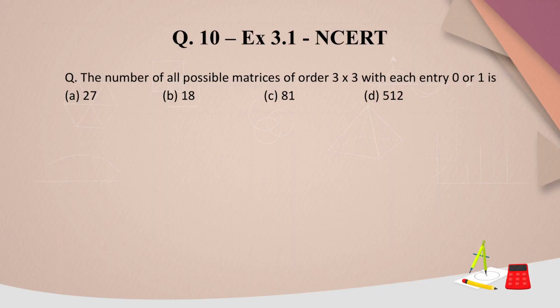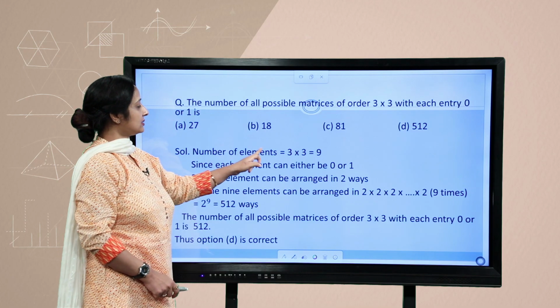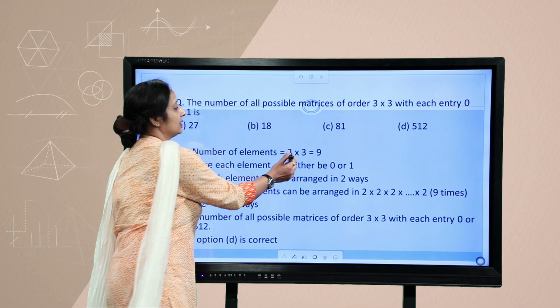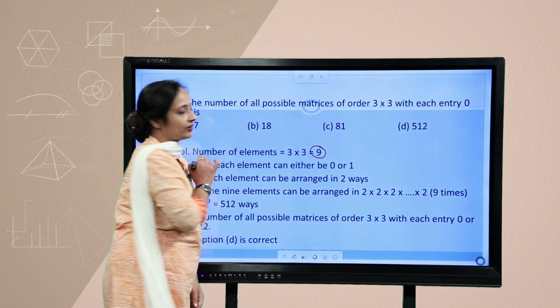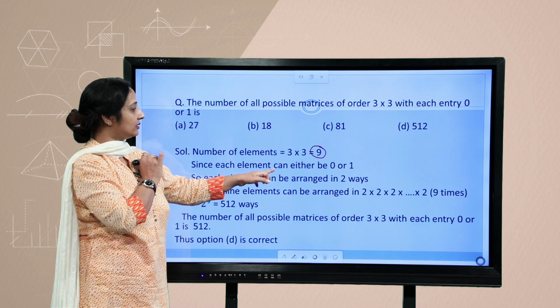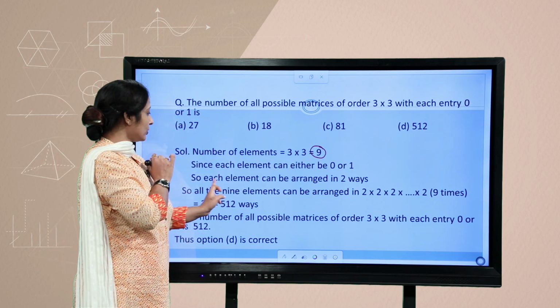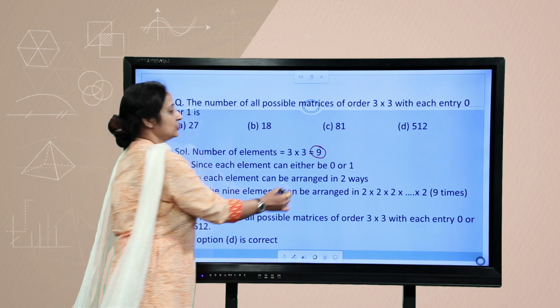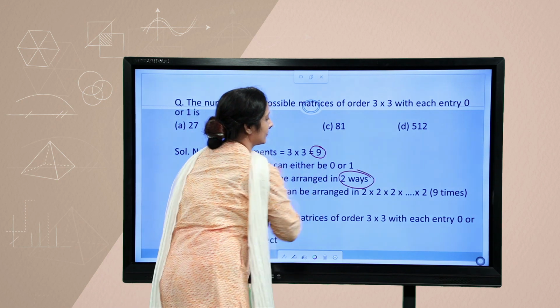One more question. That question comes under the HOTS category. The number of all possible matrices of order 3 by 3 with each entry 0 or 1 is, you have to select the correct option. Number of elements is 3 by 3, that means total number of elements are 9 in all. Since each element can either be 0 or 1, each element can be arranged in just 2 ways.